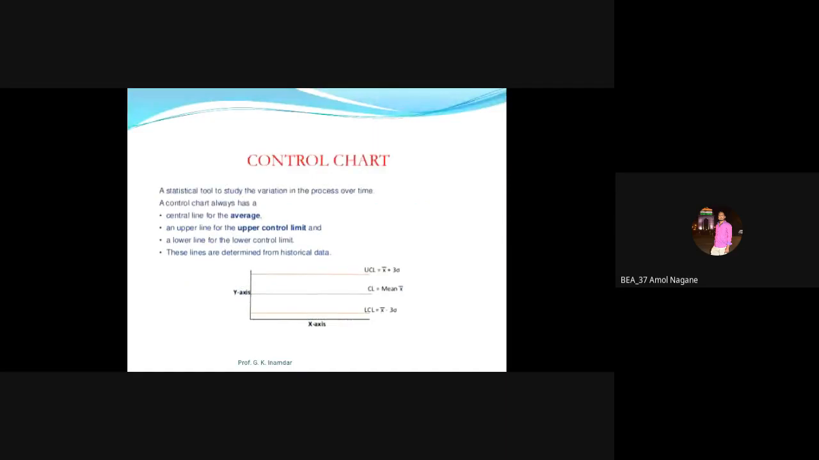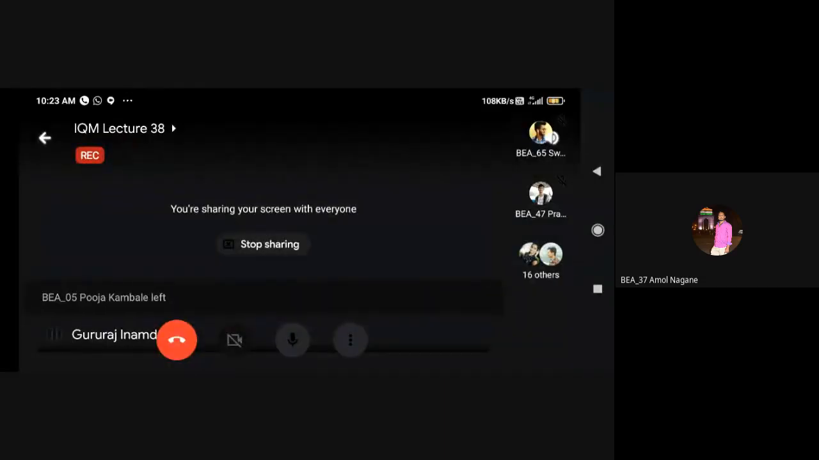Now, control charts. We have already discussed that a control chart is nothing but a displaying of results, or displaying of statistical data. It is a statistical tool to study the variation in the process over time. A control chart always has a central line for the average. This is basic, and we have already dealt with it from second year also, in the limits, fits and tolerances chapter. In which subject? Triple M, huh?